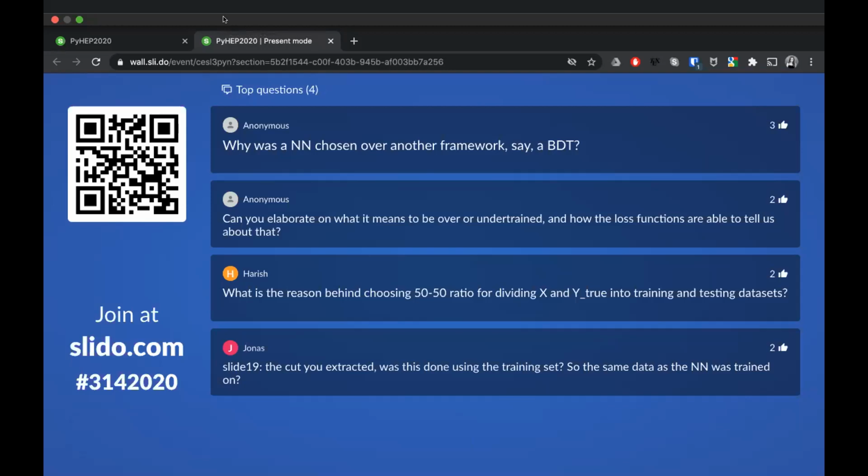Another question. And maybe you could address that final question about the cut on slide 19. The cut you extracted, was this done using the training set, so the same data as the network was trained on? I will look at slide 19. Yes, it's true. And it's even written on slide number 19 that the cut which I extracted, the optimized cut, was done on the train set, on the set which we trained.